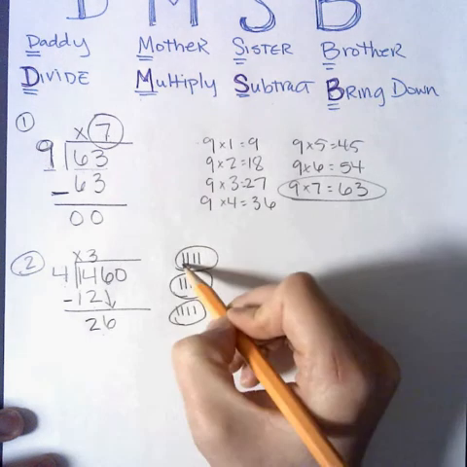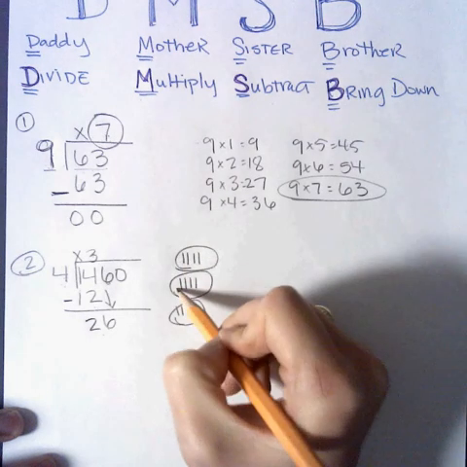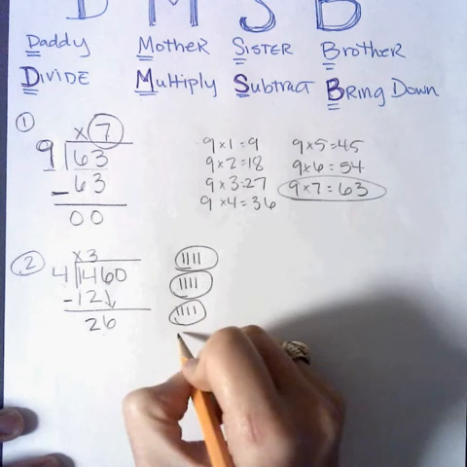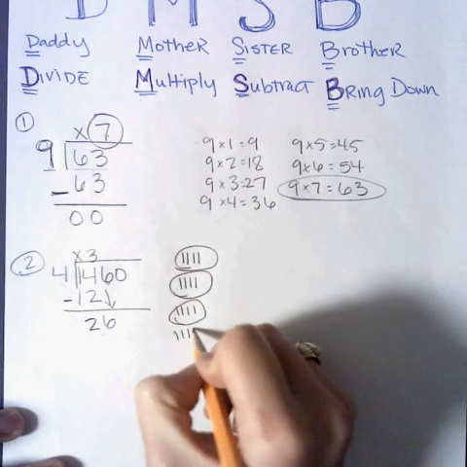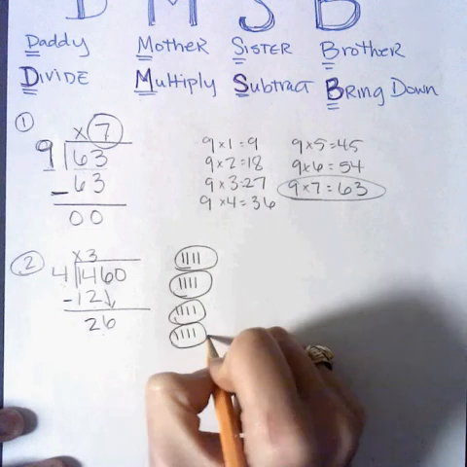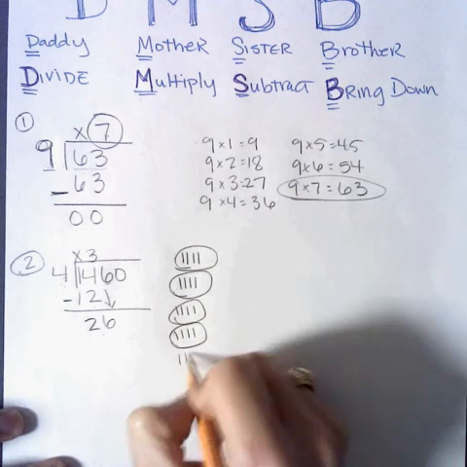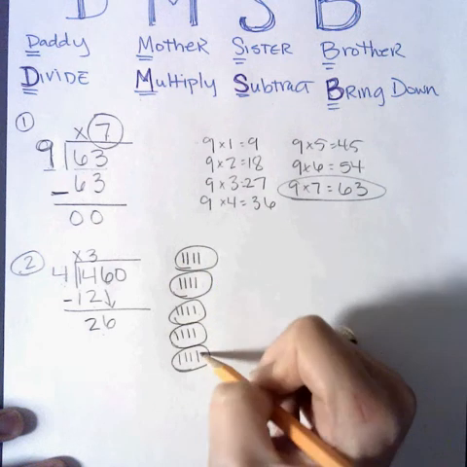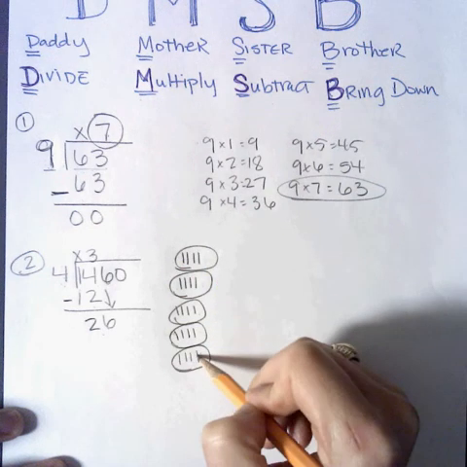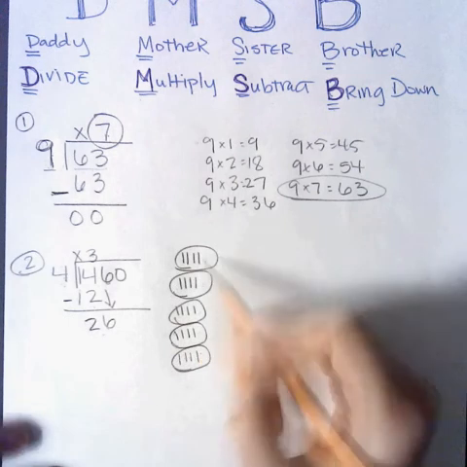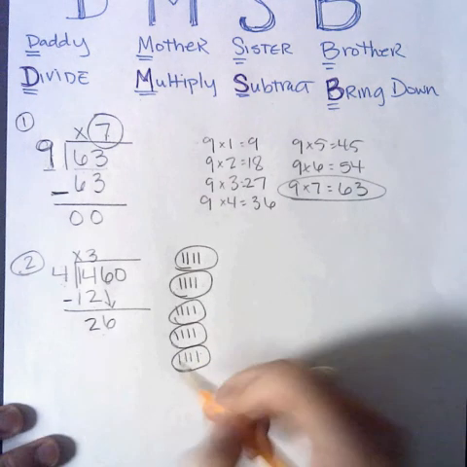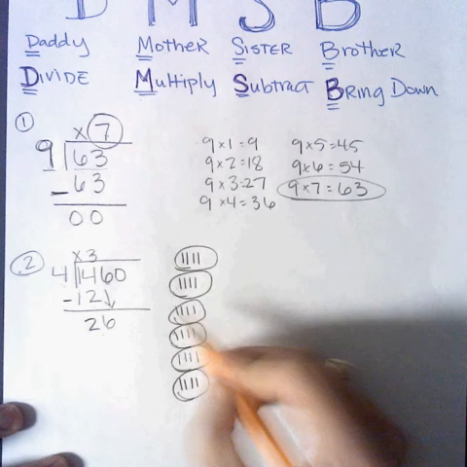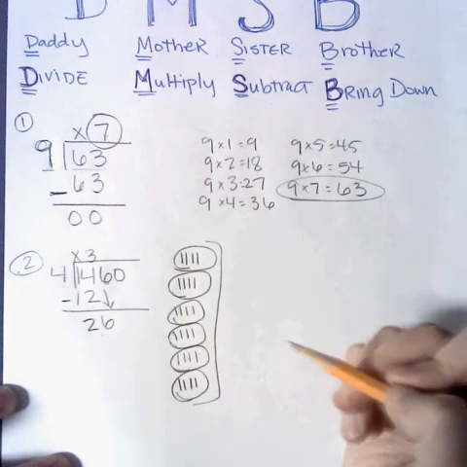Currently I have 4, 8, 12. So I need to keep going. 1, 2, 3, 4. I now have 16. 1, 2, 3, 4. I now have 20. 5 times 4 is going to give me 20. So I can keep going. 1, 2, 3, 4. Now I have 6 total groups.